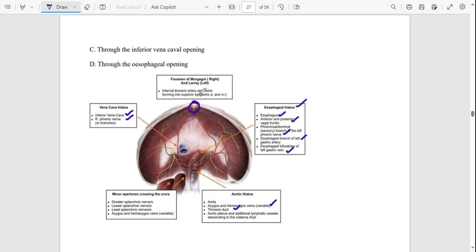Now, you also have an opening on the posterior end. On the posterior end of the diaphragm, that is where we are going to have the greater splanchnic nerves, lesser splanchnic nerves, least splanchnic nerves, the azygous and hemiazygous veins, not the arteries. These are veins, right? So that is it. Including also the sympathetic trunk will be on the posterior.